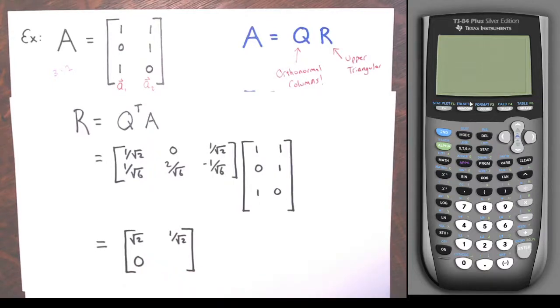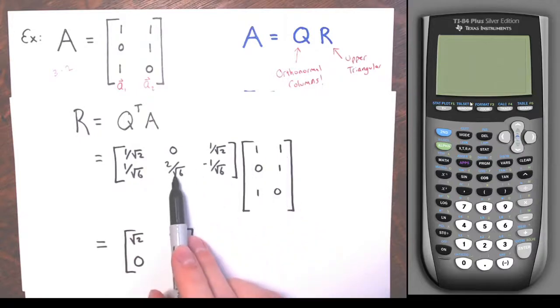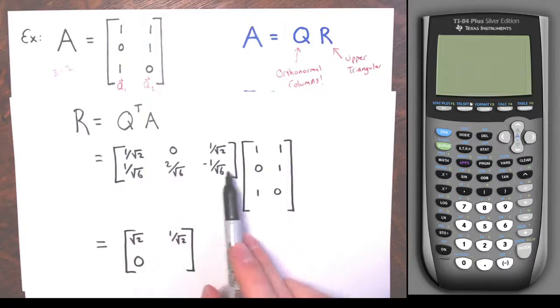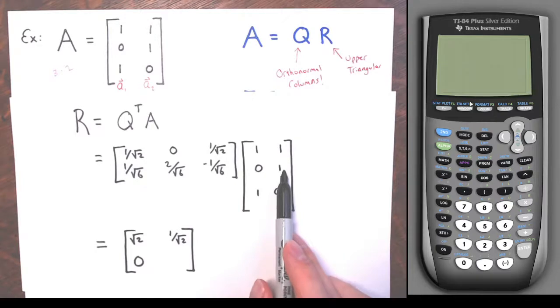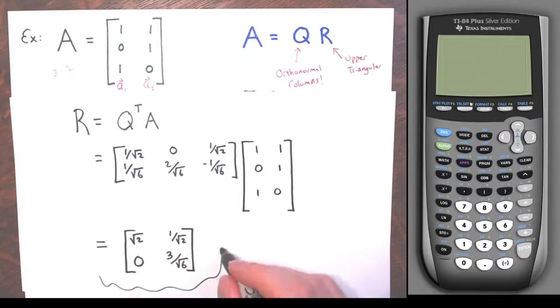This is going to be an upper triangular matrix. And then second row, second column, dot product here, you got 1 over root 6 plus 2 over root 6, right? That'd be 3 over root 6, and then plus 0. So 3 over the square root of 6. There's R. All right, so there's the other half of my QR factorization.